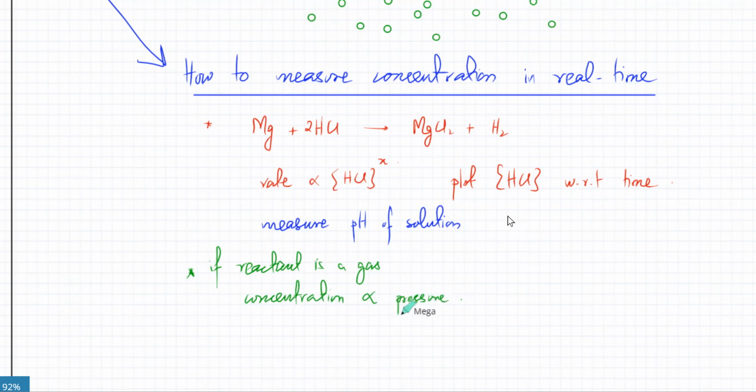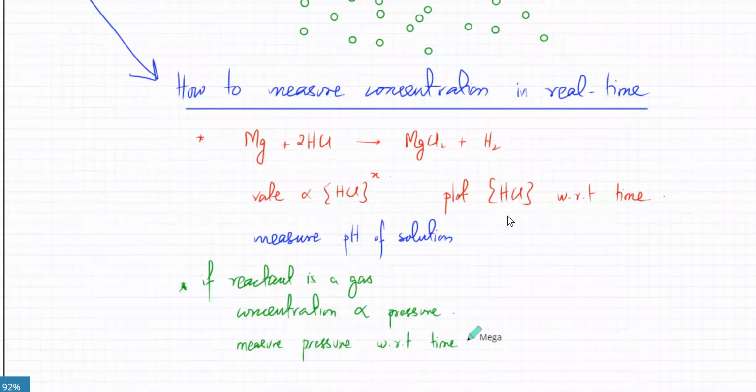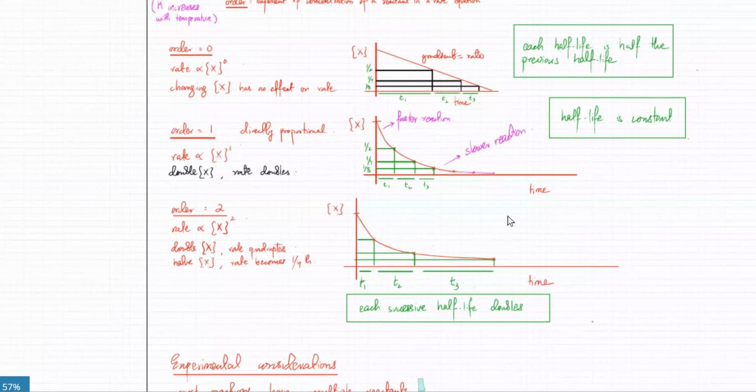So you can measure pressure with respect to time, like you can plot pressure versus time. As the gas gets used up, the pressure of the gas would decrease with respect to time. So you have a container and the gas is getting used up, and the pressure would also decrease. It's going to have a similar shape, either one of the three shapes, and by looking at the shape, you'll be able to figure out whether it's order 1, order 2, or order 0.